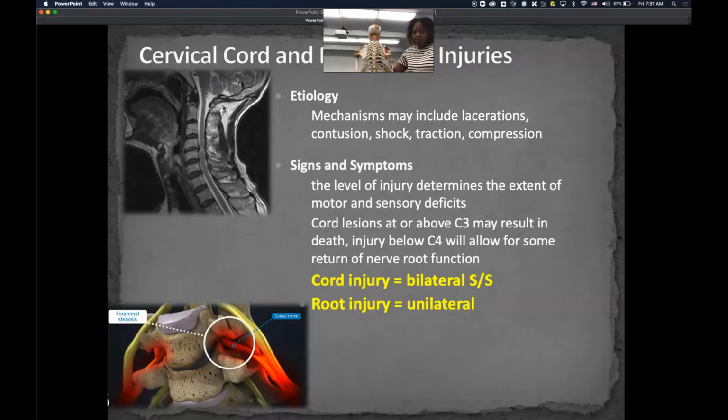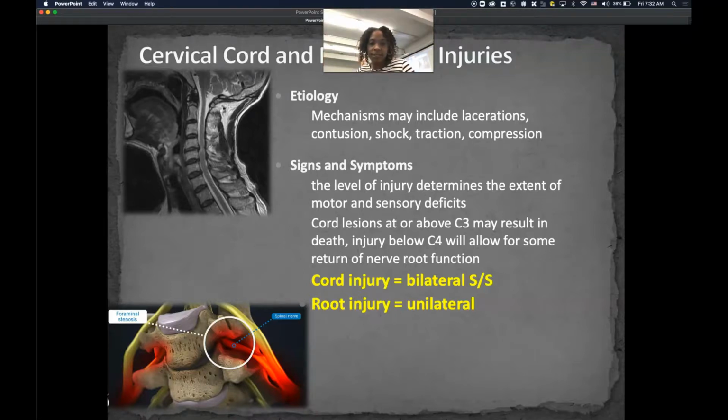In terms of signs and symptoms of a cervical cord or a nerve root injury, it depends on the level of the injury. I hope that makes sense, right? C1, C2, C3, all the way down to C7. So your patient's signs and symptoms are going to vary. What I can say is think about it this way. The higher the injury, does that make sense? The more signs and symptoms that patient is going to have distally. And then the lower the injury, the fewer signs and symptoms might be impacted.